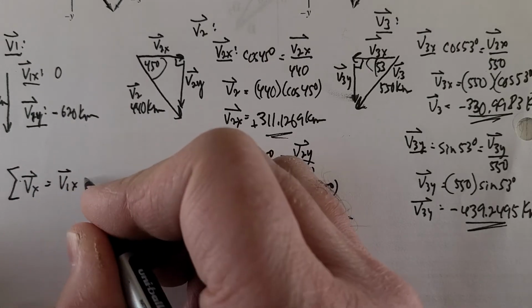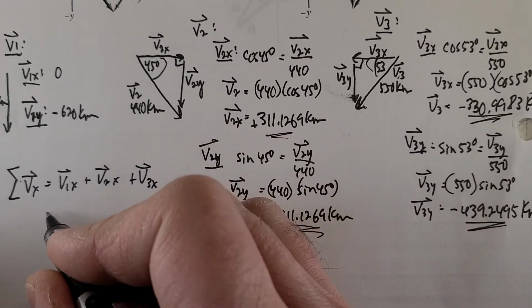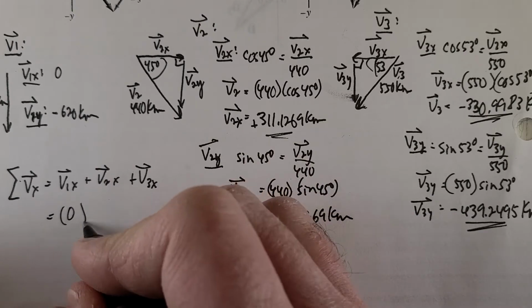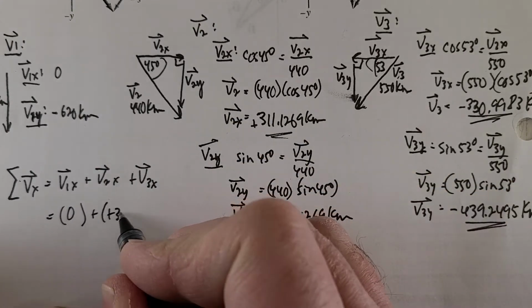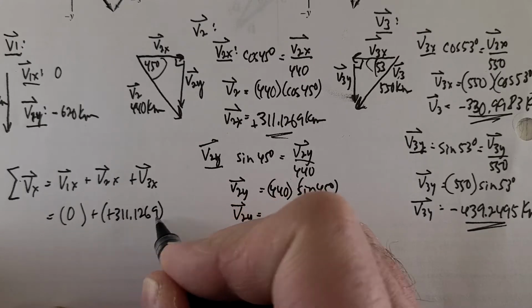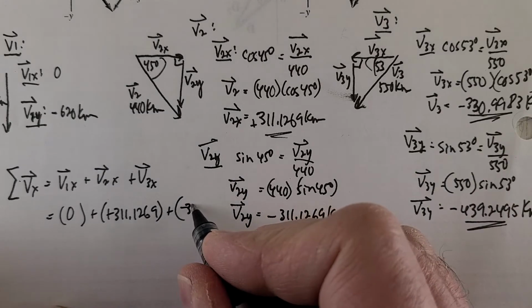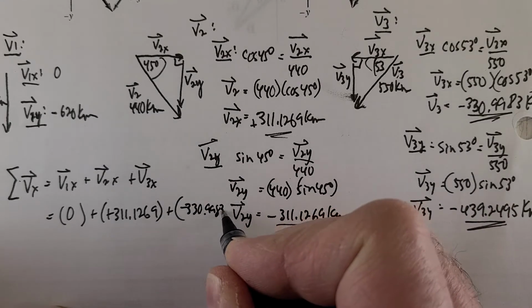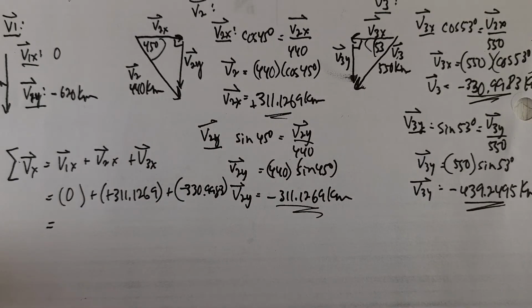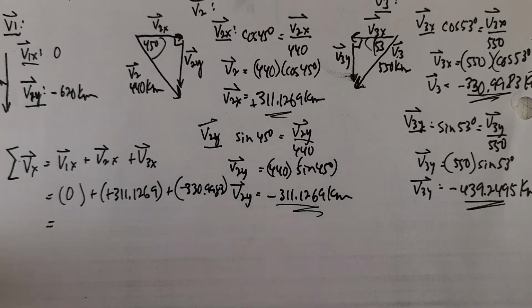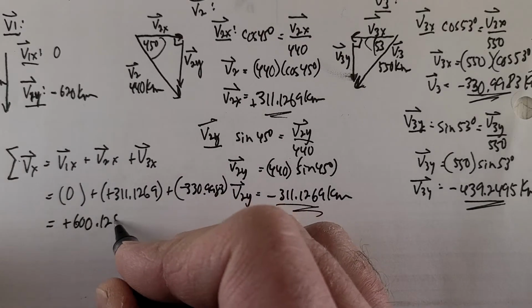So V1x plus V2x plus V3x. V1x, of course, was 0. V2x was plus 311.1269, and V3x was negative 330.9983. So that's going to give me a grand total of 600 to the positive, and then 1286.